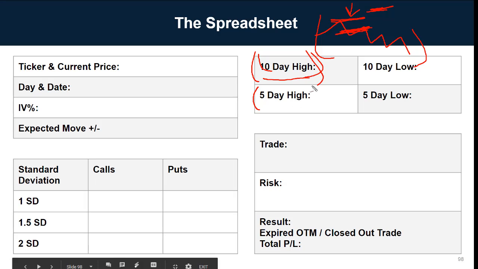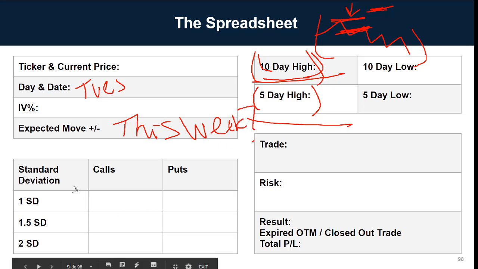Another number that you can use is the 5-day high. So I kind of go back and forth between the 5-day high and the 10-day high. But the moral of the story here is that you need to be paying attention when you're selling out of the money premium to what the previous highs have been. The other thing to note on your spreadsheet is to note, okay, you're getting in on Tuesday. What was the 10-day high? What was the 5-day high? What's the expected move going into this week?